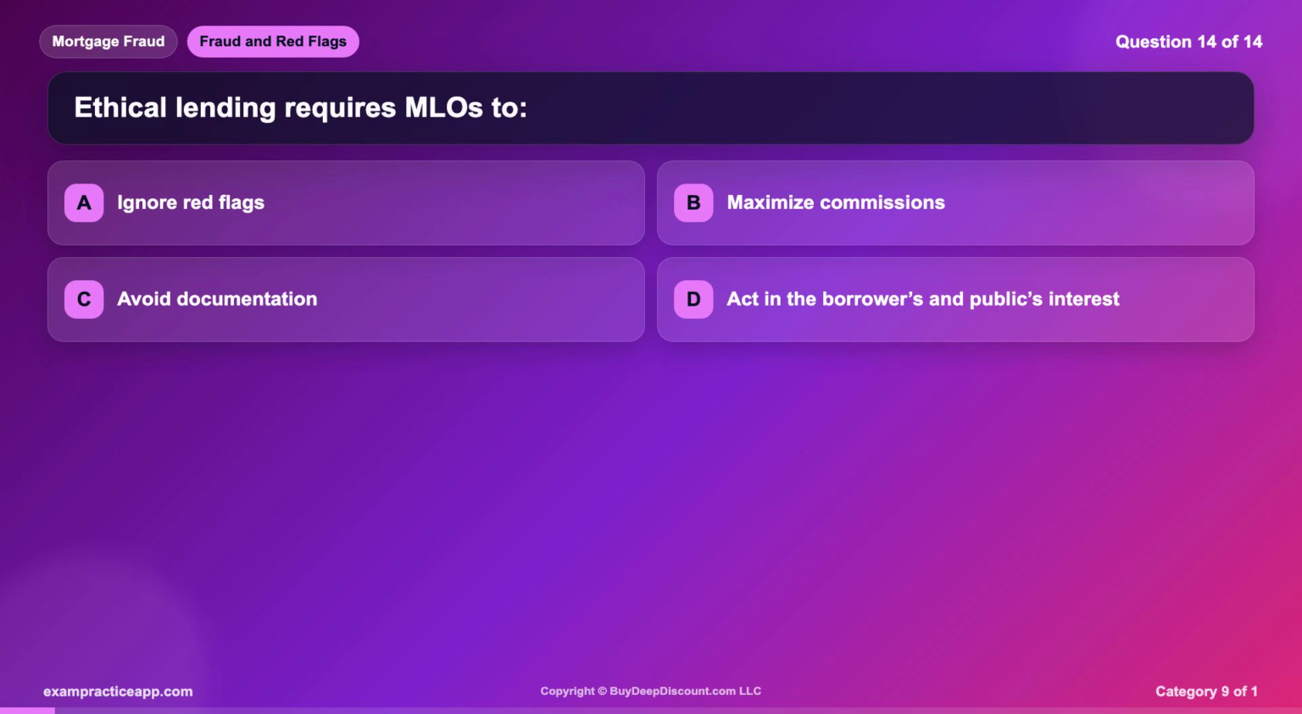Question 14. Ethical lending requires MLOs to option A, ignore red flags. Option B, maximize commissions. Option C, avoid documentation. Option D, act in the borrower's and public's interest. Take a moment to choose your answer. The correct answer is option D, act in the borrower's and public's interest. Explanation: ethics demand integrity and consumer protection.